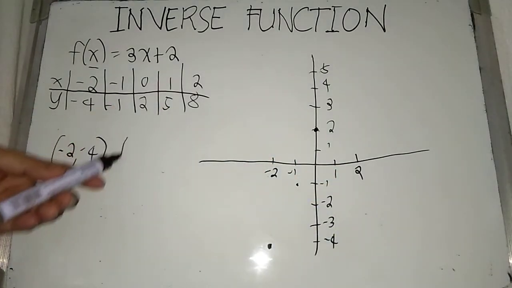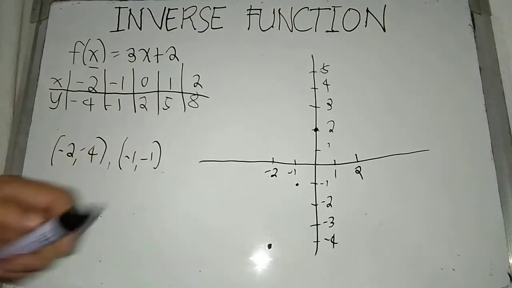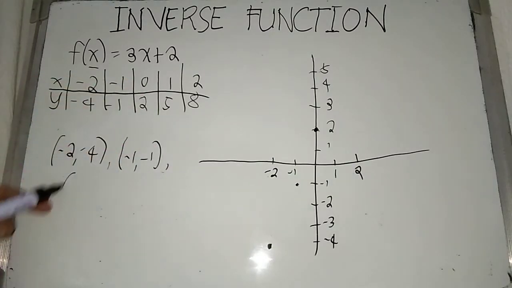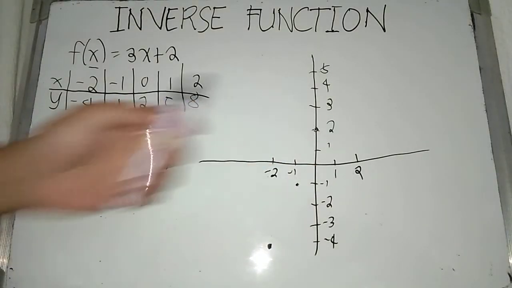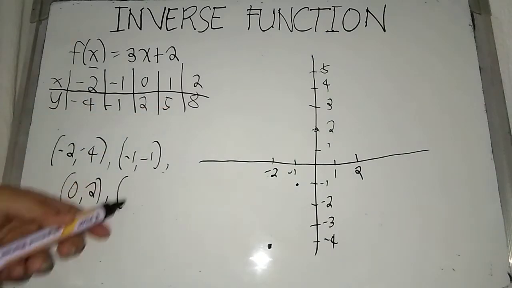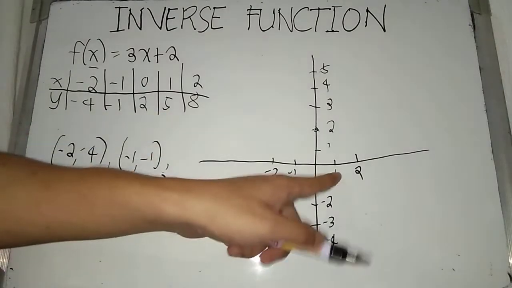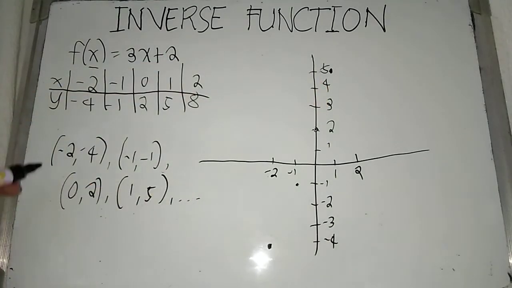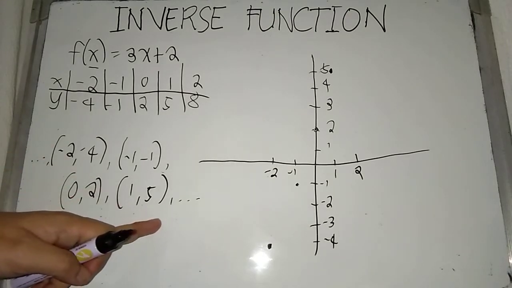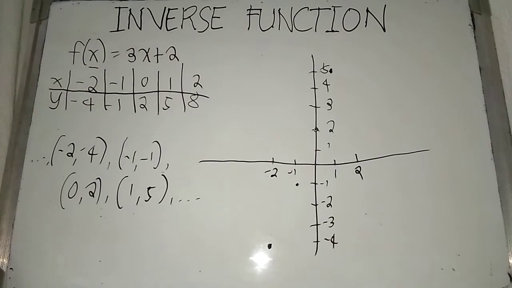So from here, if x is negative 1, y is negative 1. So we already plotted that. Now if x is 0, y is 2. This is now the solid dot. If x is 1, then y is 5, so we're going to plot that here. And you can actually continue to the right and continue here to the left, which means we're going to put an arrow on both sides of the line, which means it's continuous, going to negative infinity and going to positive infinity.